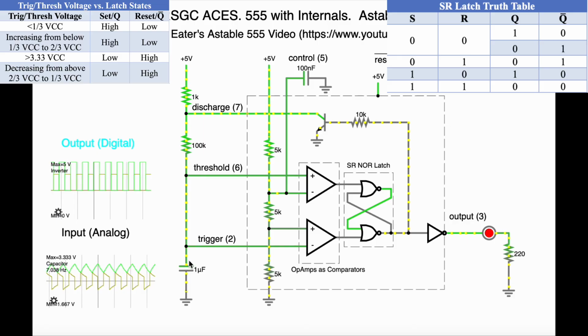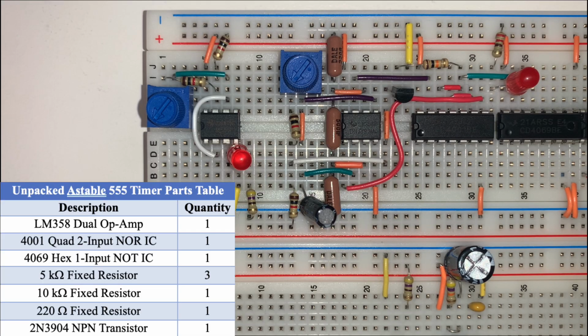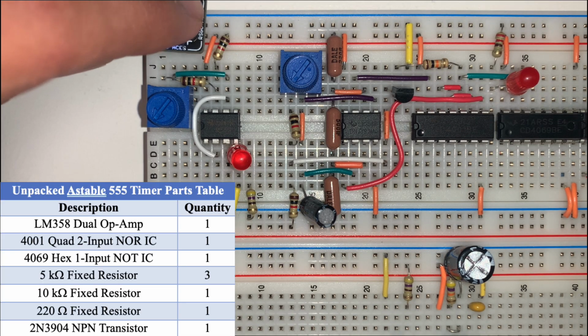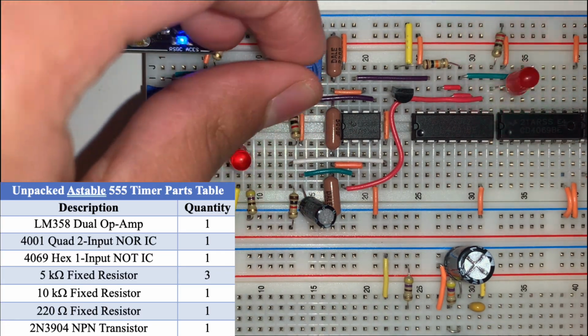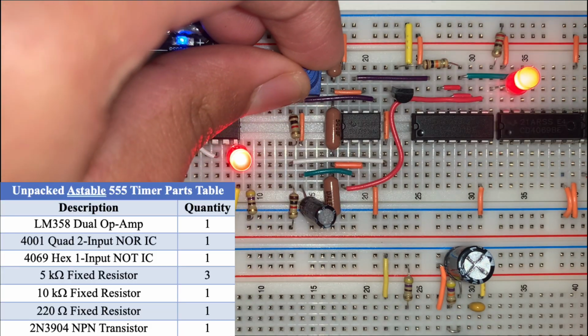Once C1 falls below 1/3 VCC, the trigger sets the latch again, repeating the cycle and producing a continuous square wave. The unpacked 555 replicates this behavior using LM358 op-amps as comparators with a 3-resistor voltage divider, generating the 1/3 VCC and 2/3 VCC references.